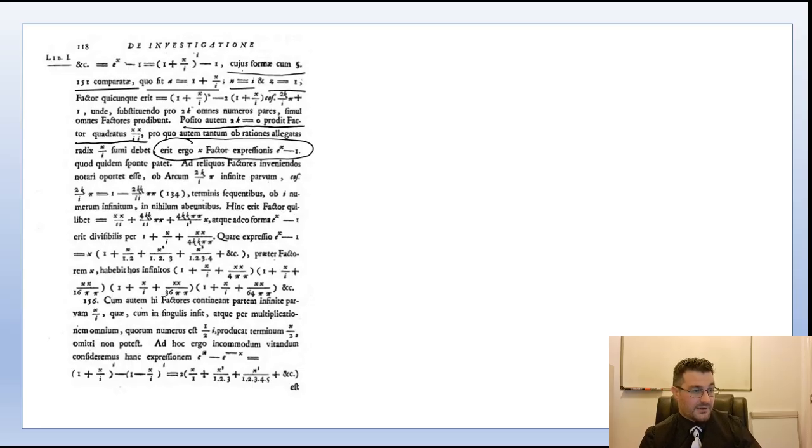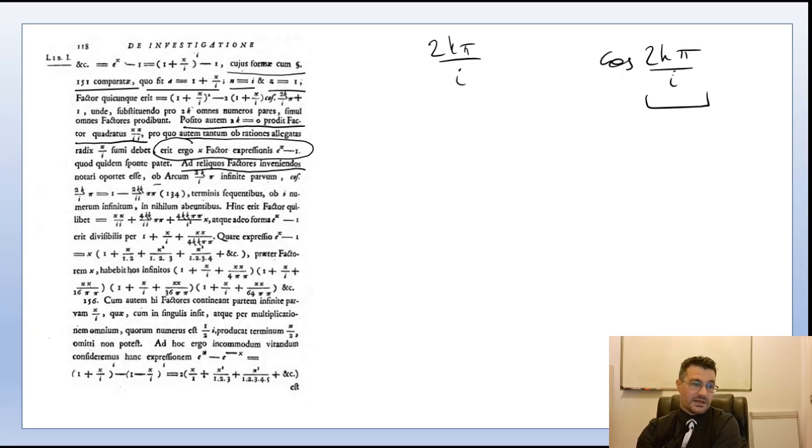Okay, so for the remaining factors, from the cosine, 2k pi over I is infinitely small. So he's saying the arc 2k pi over I, because we're using this in the context of cosine: cosine 2k pi over I. So we understand 2k pi over I as representing an arc of a circle, but it's an infinitely small arc.